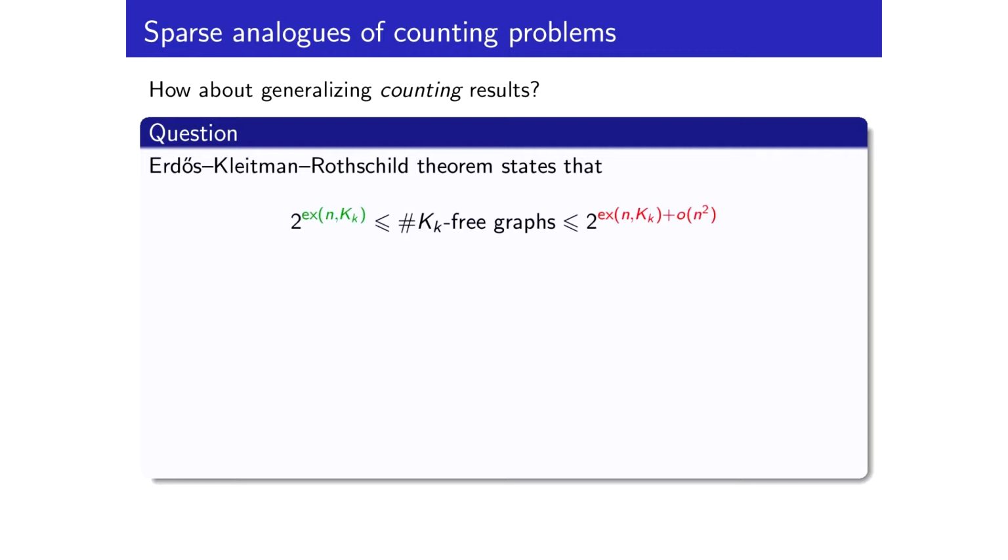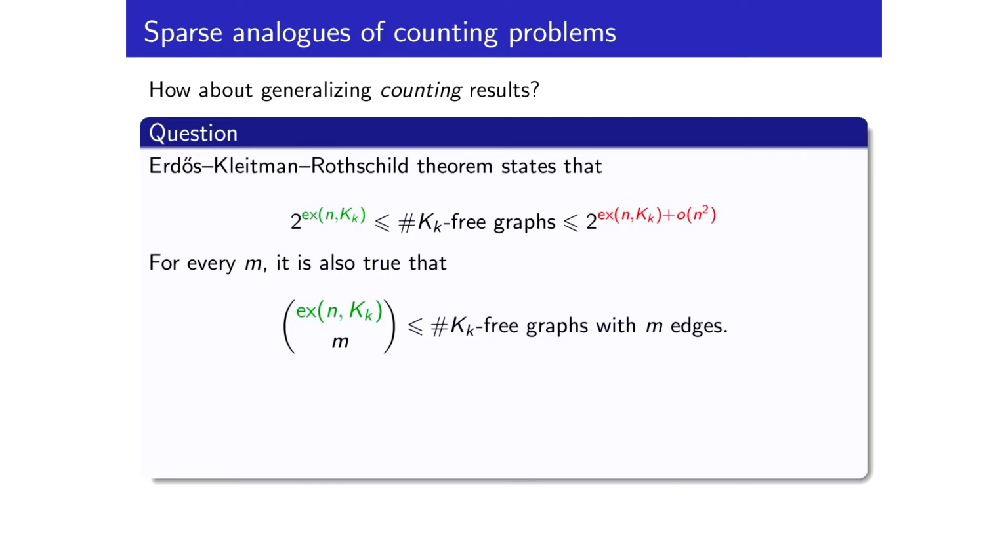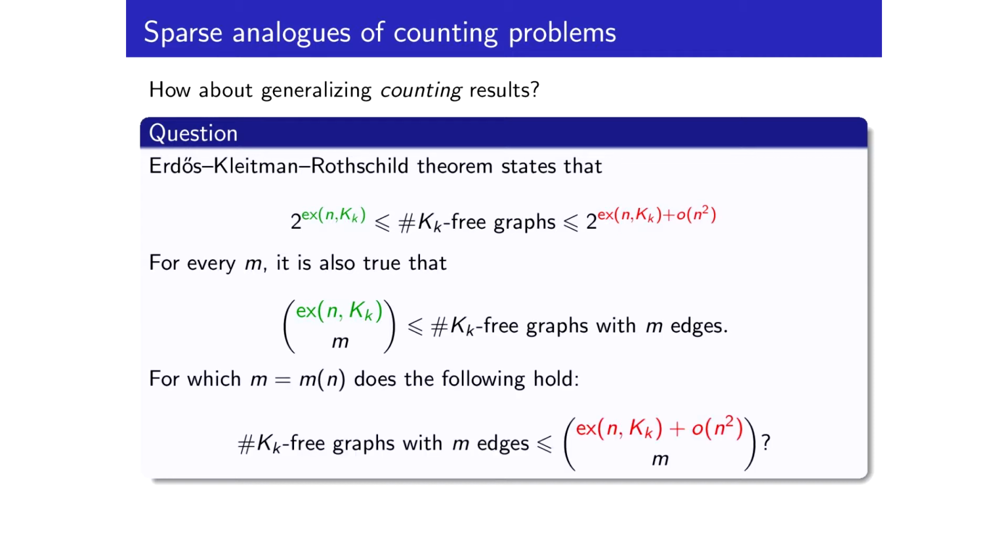The Erdős-Kleitman-Rothschild result roughly correctly estimated the number of K_k-free graphs. So what we looked at, we fixed m, the number of edges. So we are interested in the number of K_k-free graphs with exactly m edges. So one can ask when it is true that the number of K_k-free graphs with m edges is at most the trivial upper bound that one would expect, the extremal number plus epsilon n squared, choose m.